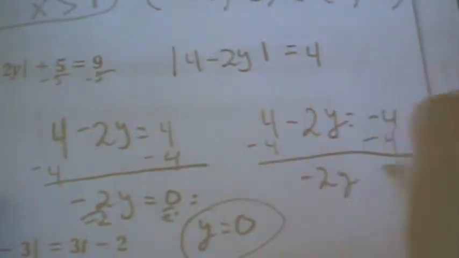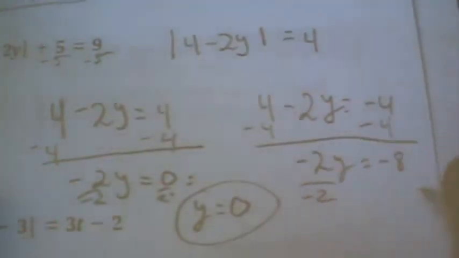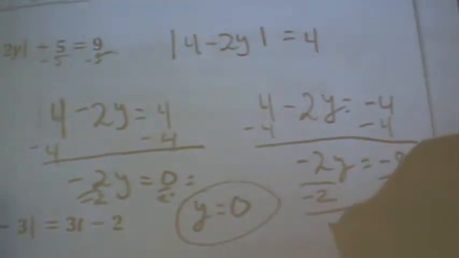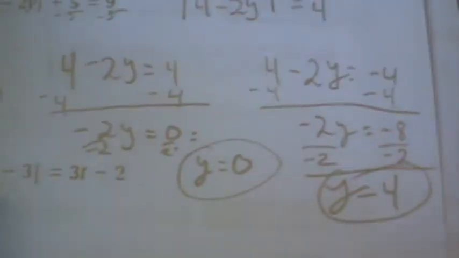Negative 2y equals negative 8. Divide by negative 2, sorry. Y equals 4. And they both work.